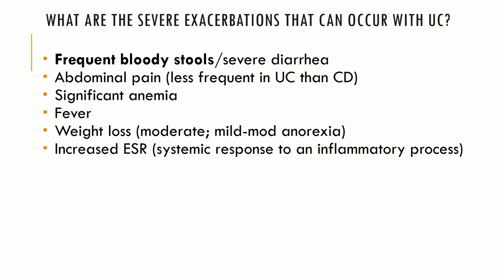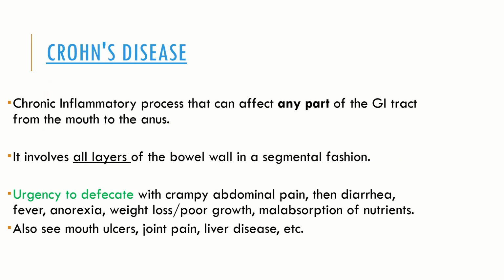Like I stated previously, frequent blood in the stools due to that inflammation in the rectum. We're going to see a lot of blood in the stools. Severe diarrhea, abdominal pain, significant anemia. We saw it moderately. Now we're significantly seeing it because of that blood that's lost in the stools. Fever, weight loss, and then the increased ESR. Those are going to be your top ones that I want you guys to remember for significant severe exacerbations with UC. Now moving to Crohn's disease.